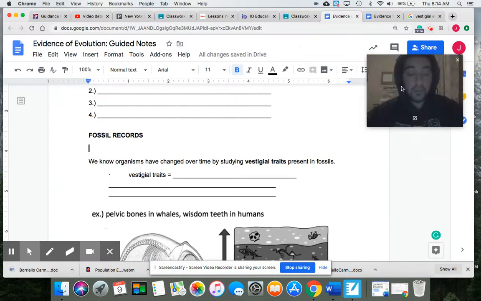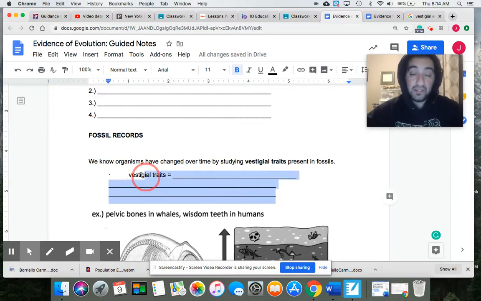All right, so press pause. I would like everybody to copy down the definition from the lesson into your guided notes on vestigial traits.